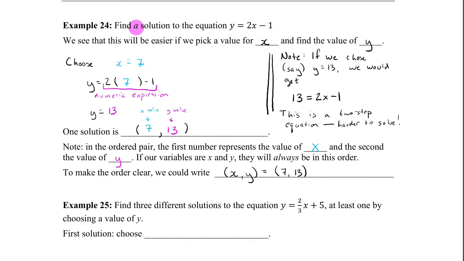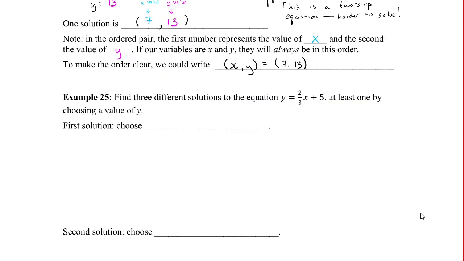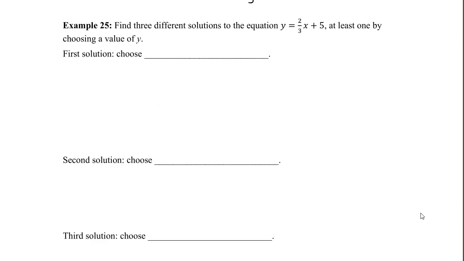In this next example, we'll see how it shakes out if we do need to choose a value of y. Because in example 25, we're asked to find 3 different solutions to this equation. And we're asked to find at least one of them by choosing a value of y. So for my first solution, I'm going to choose the value of y. We can just pick any number. I'm going to choose y equals 0. I like to choose 0 because in general, 0 is an easy number to do arithmetic with.